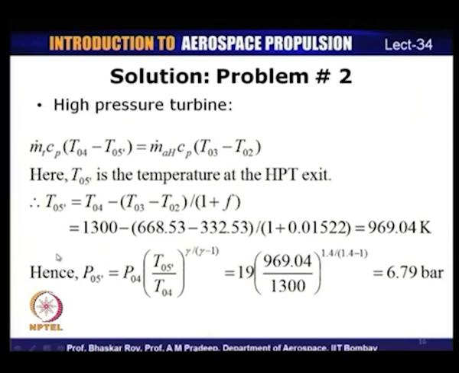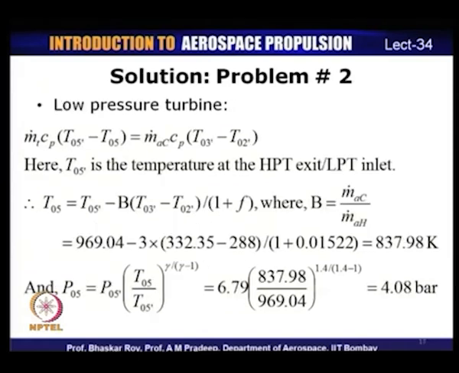Similarly, we can calculate the exit pressure, that is HP turbine exit stagnation pressure, which is P05 prime. This is equal to P04 into (T05 prime divided by T04) raised to gamma by gamma minus 1. The combustion chamber inlet pressure is known, that is P03, which is equal to P04, that is 19 bar multiplied by (969.04 divided by 1300) raised to 1.4 divided by (1.4 minus 1). So, this is equal to 6.79 bar. So, the HP turbine exit stagnation pressure is 6.79 bar.